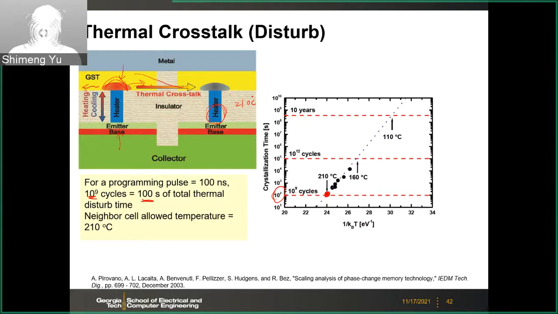So that means here, if you do the programming as we discussed, you need to reach the melting temperature, like 400 or 600, let's say 600 C. And the temperature will gradually decrease. If the adjacent cell is close by, then the adjacent cell may be at 210 C. If this is 210 C, that means if you keep doing this for like 10 to the power 9 cycles, you accumulate 100 seconds of total thermal stress on the adjacent cell. The adjacent cell, according to this plot, will flip.